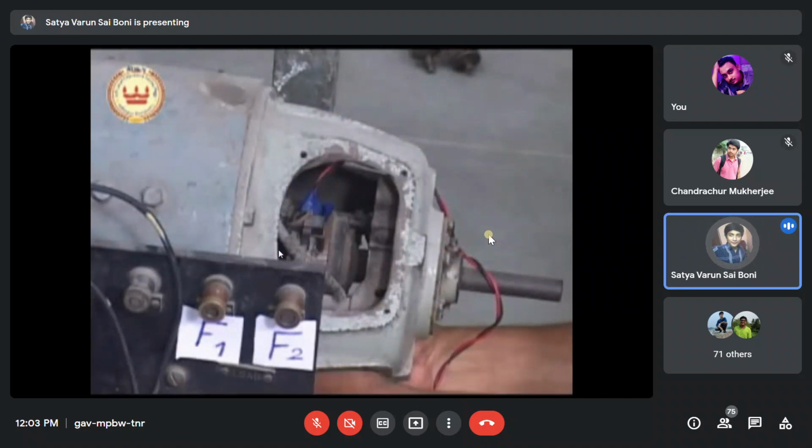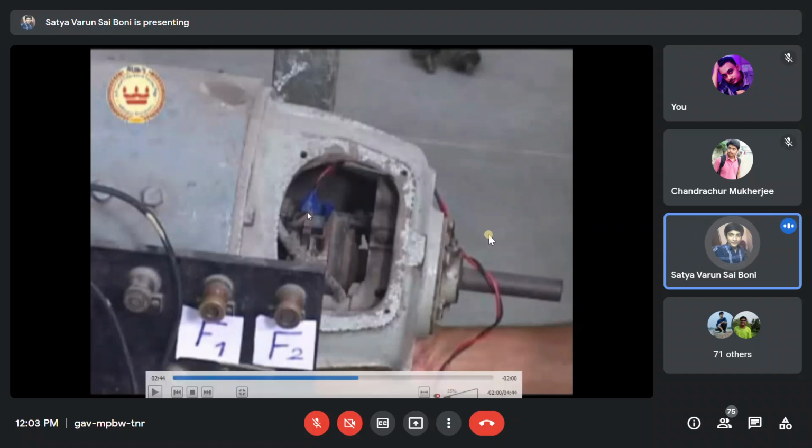What he is doing here, you just tell me once. He is blocking the rotor. Okay. Because what I told earlier is that you should do this experiment only after blocking the rotor, because if it is rotating, then there is a chance that these wires come out.